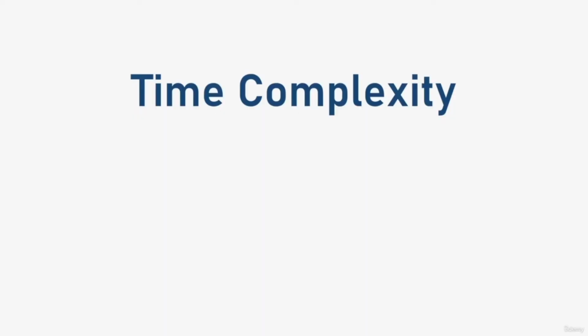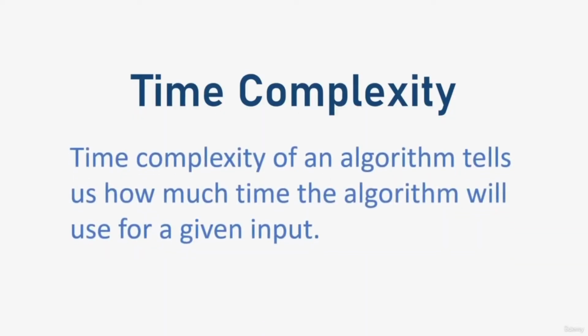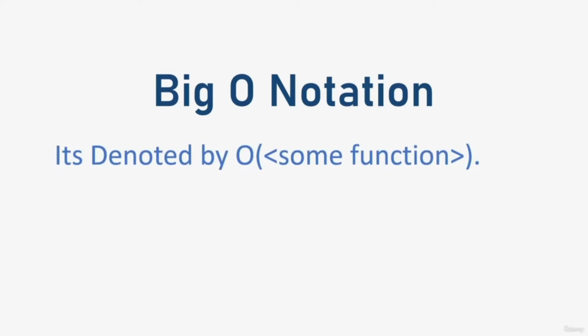Time complexity is an estimate of time taken by an algorithm for a given input, with the help of which we can select the best algorithm for solving a particular problem. Next, we are going to see the representations of time complexity. The first is big O notation. It is represented by a capital O with some function written inside brackets.